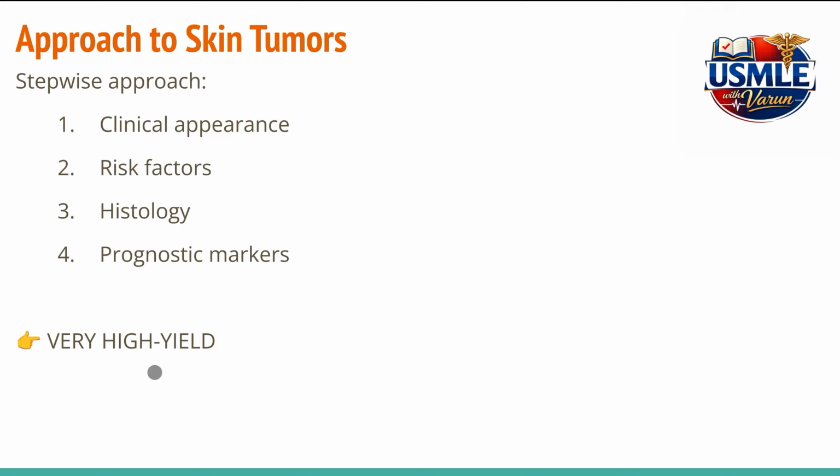Whenever you see a skin lesion, we need to follow a structured approach. First, we need to observe the clinical appearance, the color, shape, borders, and surface. Secondly, we need to consider risk factors, especially sun exposure. Thirdly, we need to understand the histology pattern, like what is happening at the cellular level. And finally, we need to identify prognostic markers, like what determines the outcome.